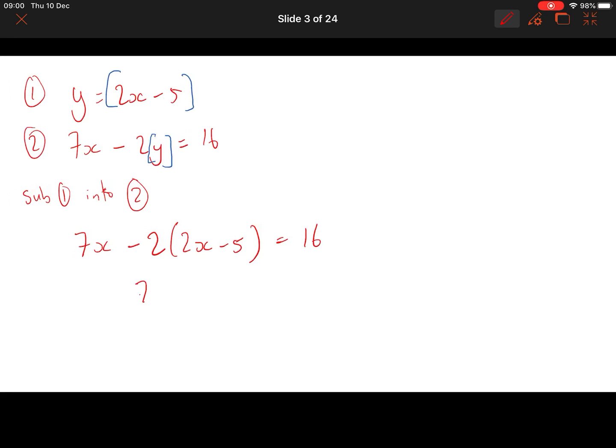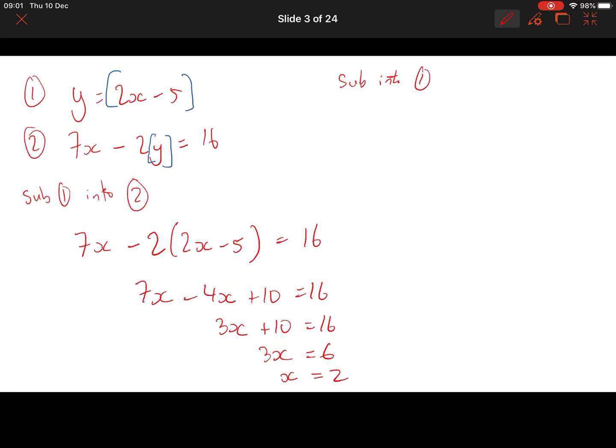Again, now we have a nice straightforward linear equation to solve. Expanding the bracket, I get 7x minus 4x plus 10 equals 16. So 3x plus 10 equals 16, 3x equals 6, x equals 2. Then don't forget to find y. I'm going to sub into 1. We end up with y equals 2 times 2 minus 5, so y is equal to negative 1.